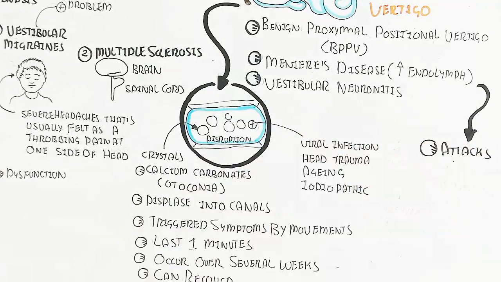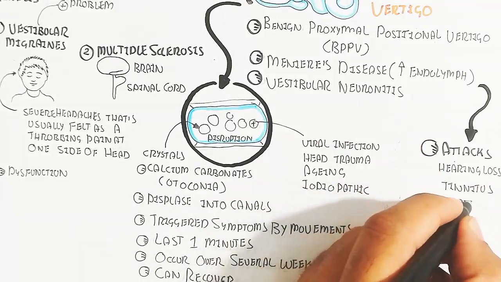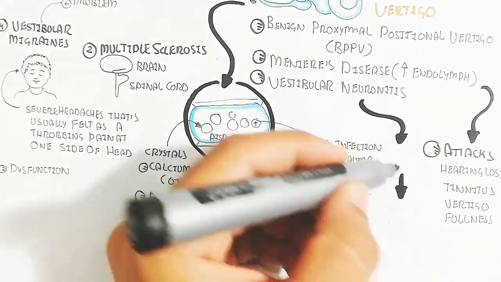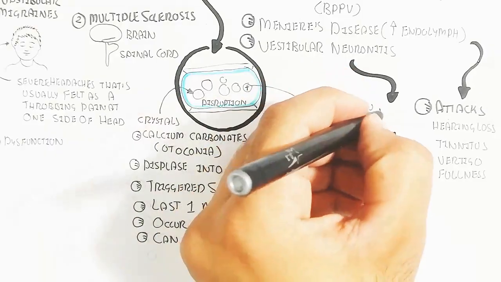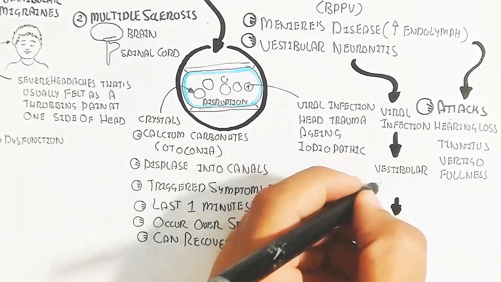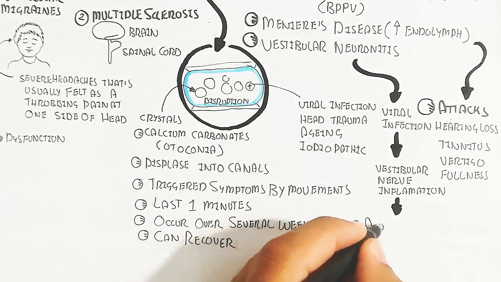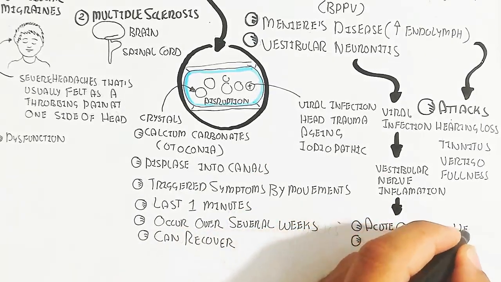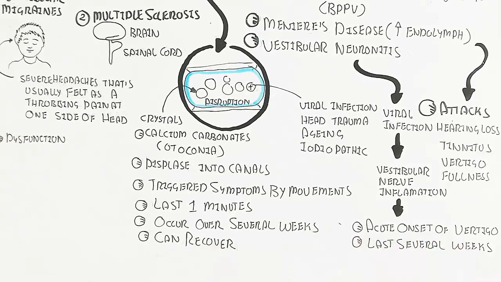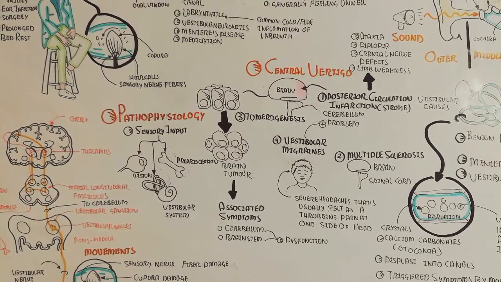But an attack of Meniere's disease, with increased endolymph, will lead to hearing loss, tinnitus, vertigo and fullness. The fullness of the endolymph and viral infection cause vestibular neuronitis, and vestibular nerve inflammation will lead to acute onset of vertigo lasting several weeks.